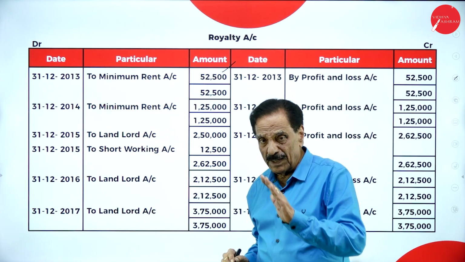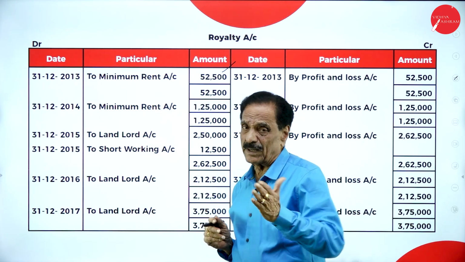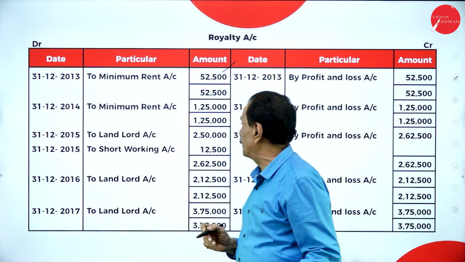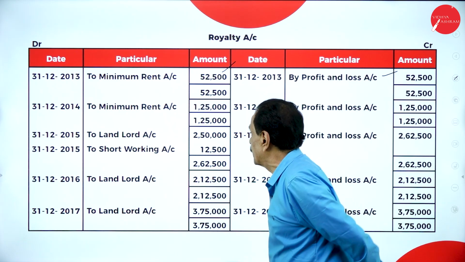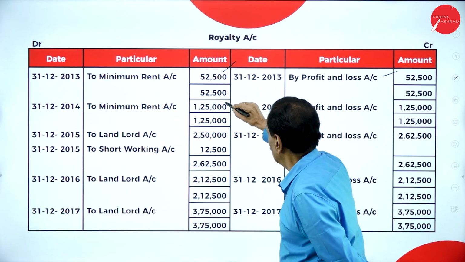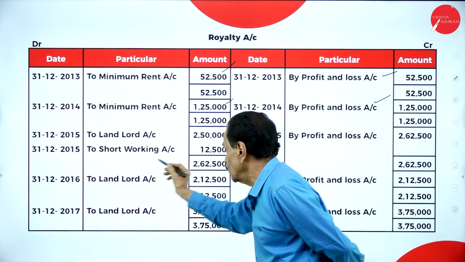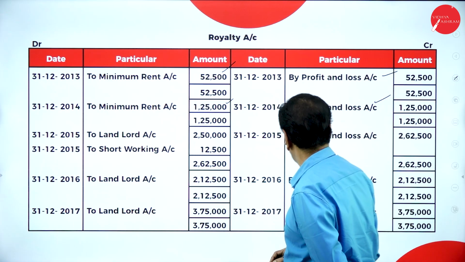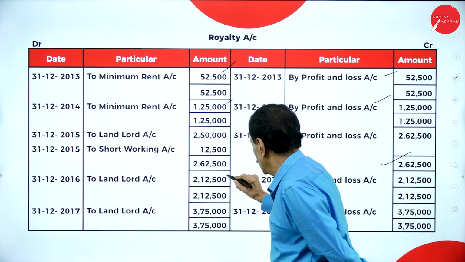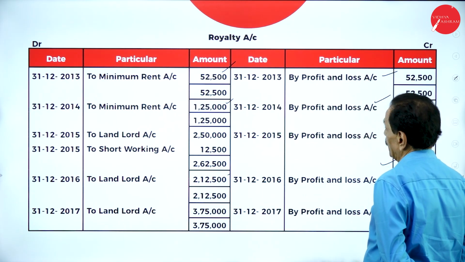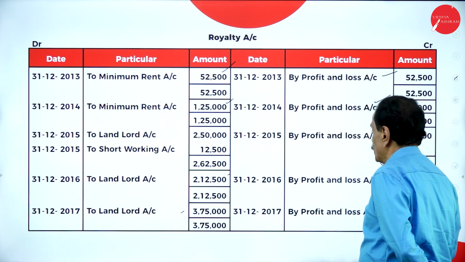What's the entry? Royalty account debit to landlord account. Here, first, royalty account debit, short working account debit to minimum rent. What's the royalty? 52,500, transfer to P&L account. Second year, royalty, minimum rent is more. Royalty to minimum rent, 1,25,000, transfer to P&L account. Royalty to landlord, to short working, 2,62,500, transfer to profit and loss account. Royalty to landlord, 2,12,500 by profit and loss account. Royalty to landlord, 3,75,000, transfer to P&L account.